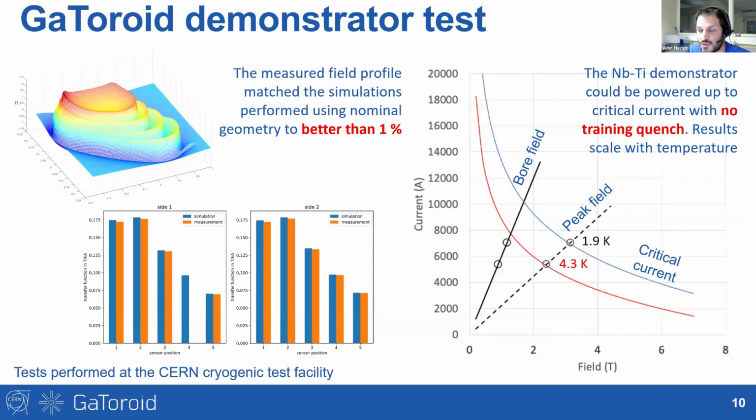The tests of this demonstrator were very successful. We measured the field profile at 10 different locations, actually 9 because one of the sensors broke down during the cooldown, and it was better than 1% compared to the simulation. And also the magnet reached the final performance without any quench or training, meaning that it's a very stable magnet.